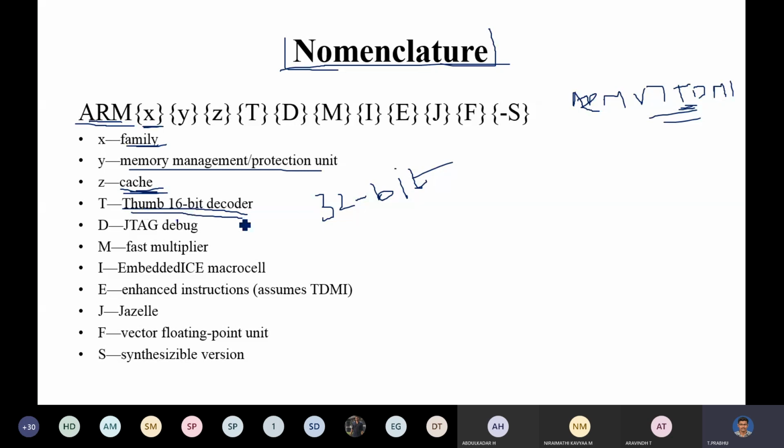And then M represents one of the components of the architecture. Then I represents the embedded ICE, which is debug hardware. It is debugging hardware built into the processor that allows breakpoints and watch points to be set.